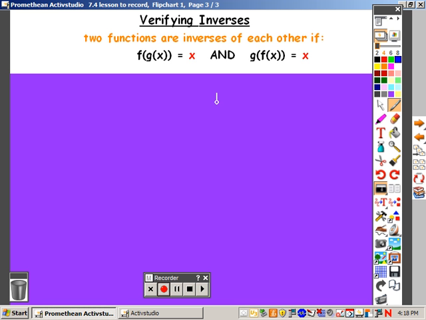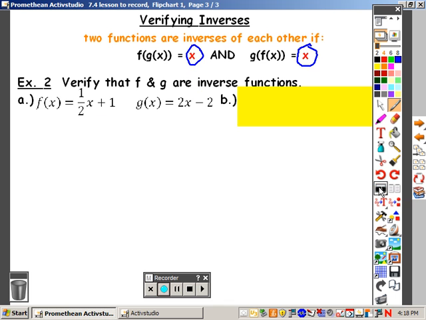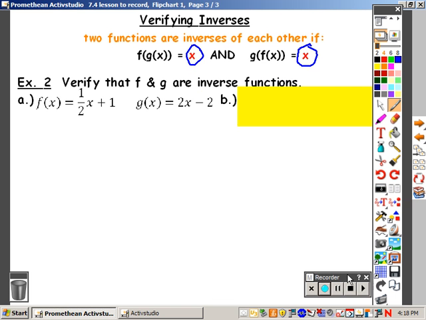So yesterday we talked about how to do composite functions. That means we're going to take an equation and put it inside of another equation. And we have to do that twice, and both times our answer, after we put one function inside of another function, has to come out equal to x. So let's just try this first one, part A. Verify that f and g are inverse functions. That means we already know they are, but we're going to prove it. And we have to do it 2 ways.